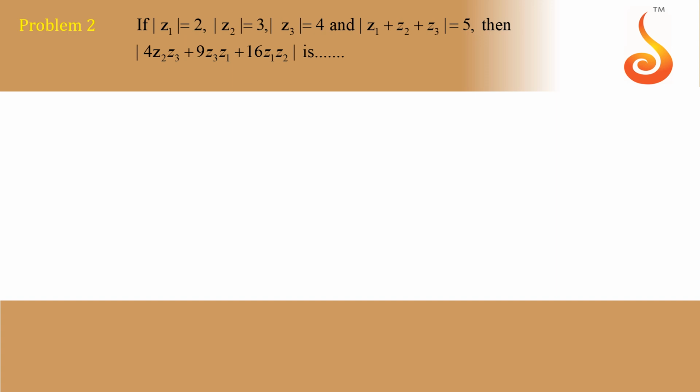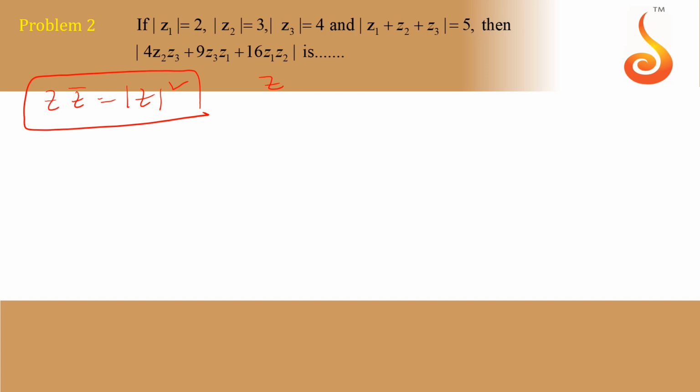Next problem. If mod z1 equal to 2, mod z2 equal to 3, mod z3 equal to 4, and mod of z1 plus z2 plus z3 is 5, then we want modulus of 4 z2 z3 plus 9 z3 z1 plus 16 z1 z2. Now you have a formula z z bar equal to mod z square. So let us use it.